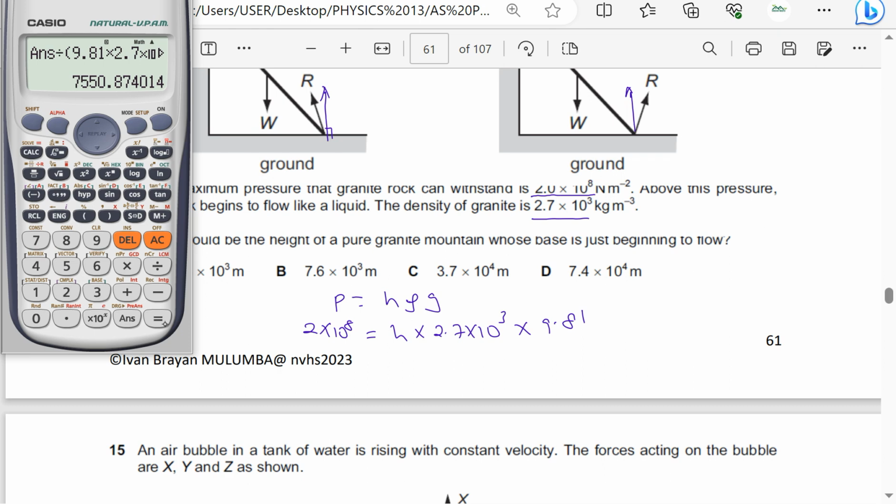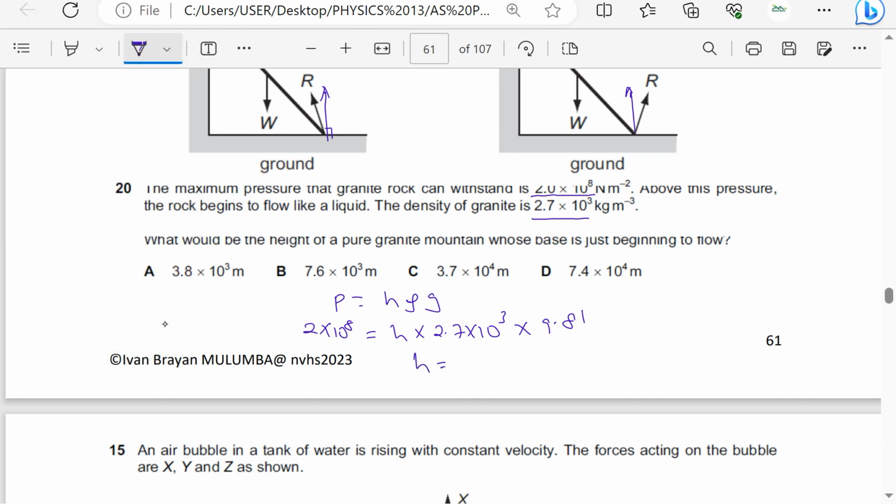So I'm getting 7550.87, or approximately 7.6 times 10 power 3. So h is 7.6 times 10 power 3 meters. So the answer is going to be B.